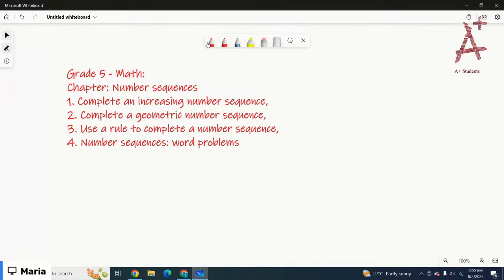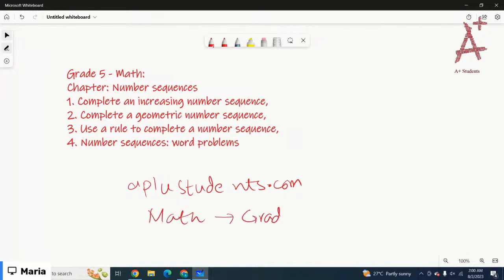You can find all the lessons on aplusstudents.com. You have to log in there using your email address, and the password is provided by the administrator. Then you have to select math from the subject tab, scroll down to grade 5, and then click on view all lessons. So there you can find a list of the chapters.